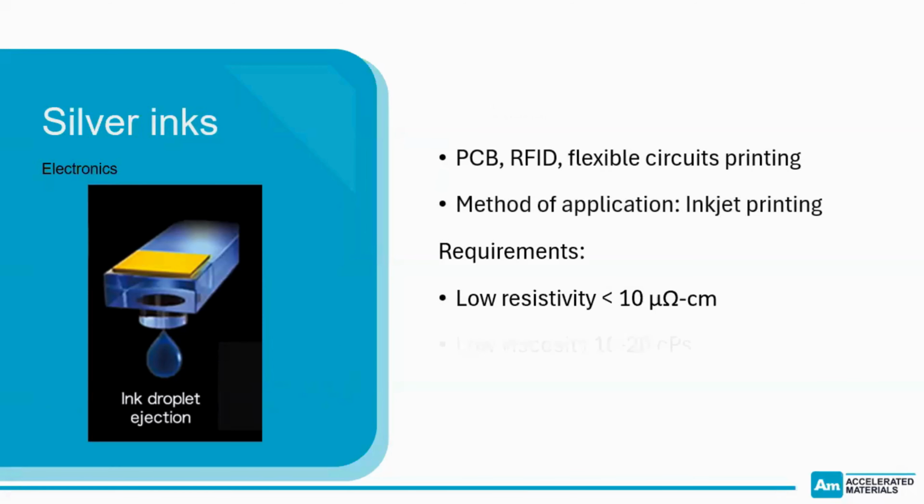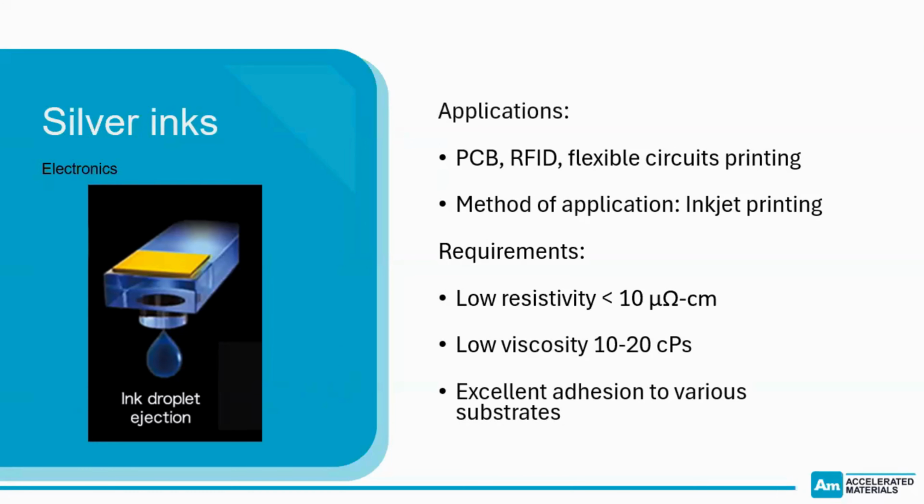The other application of the silver nanoparticles is silver inks, right? Where it can also be used for PCB, RFID, and flexible circuit printing. However, the method of application is generally inkjet printing. For that one, the requirements are still pretty much the same as for the pastes. However, the viscosity should be very low, like 10 to 20 centipoise, because the inkjet nozzle is very small. You need to squeeze the ink through a nozzle with a diameter of like 10 to 20 microns, to generate micro droplets. That's why the viscosity of the ink should be very low.